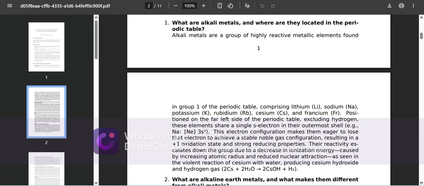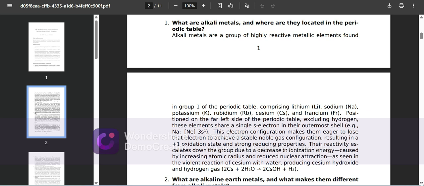Where are alkali metals located in the periodic table? Alkali metals are a group of highly reactive metallic elements found in group 1 of the periodic table, comprising lithium, sodium, potassium, rubidium, cesium, and francium, positioned on the far left side of the periodic table, excluding hydrogen.